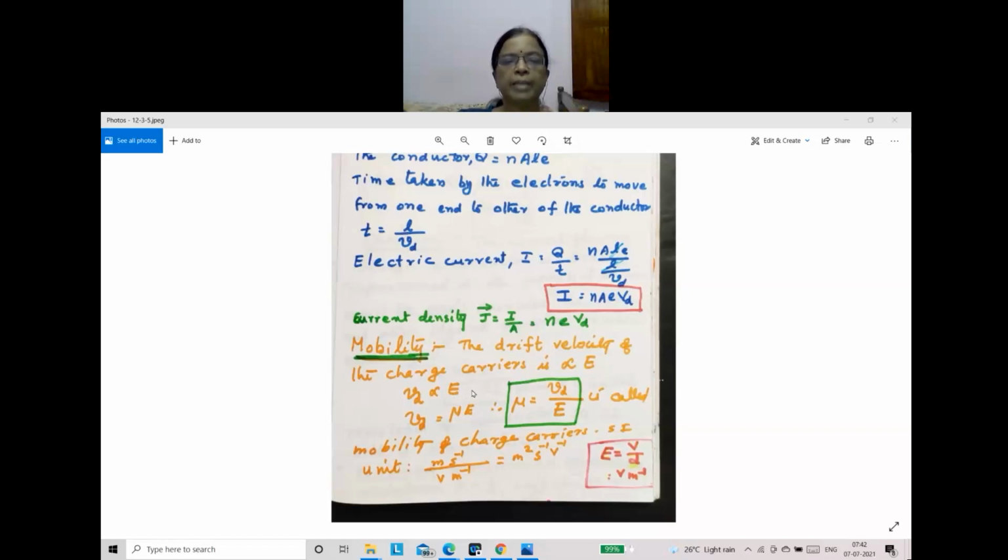Drift velocity. Mobility is directly proportional to drift velocity and inversely proportional to electric field. Mu equals Vd by E. The SI unit of mobility: drift velocity in meter per second by electric field in volt per meter. So we get the unit meter square second raised to minus 1 volt raised to minus 1.